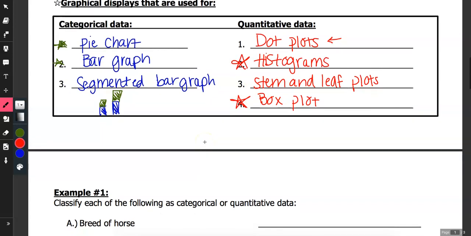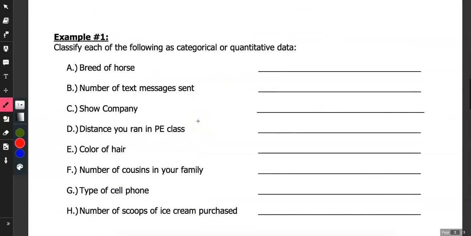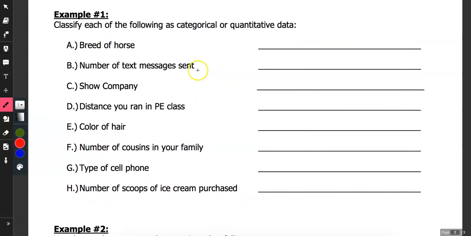Okay, so let's look at some examples. So here we're just classifying each as either categorical or quantitative. So I'm going to put a C for categorical or a Q for quantitative. So I'll do a couple together and then you'll do some on your own.